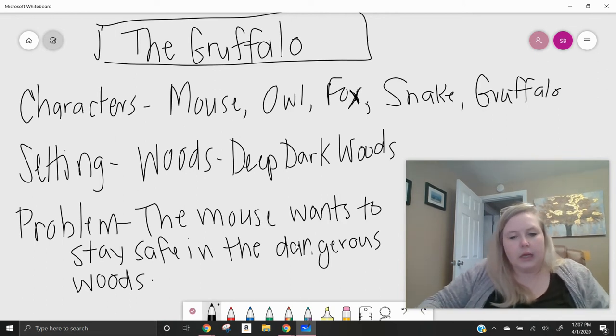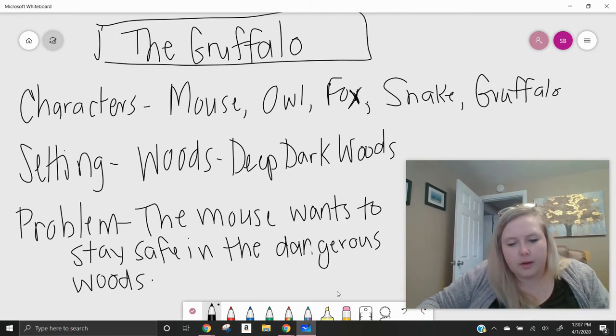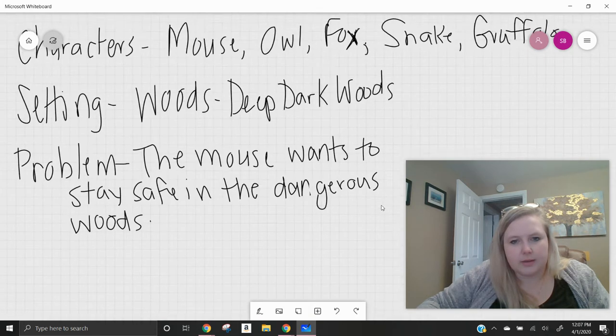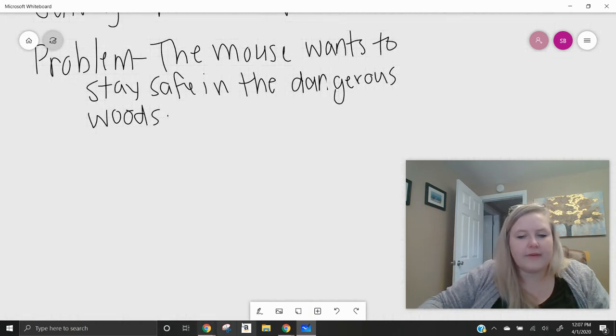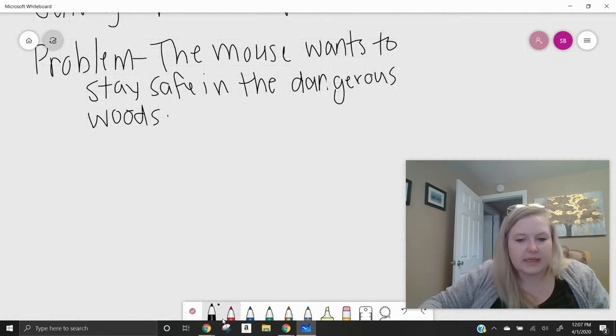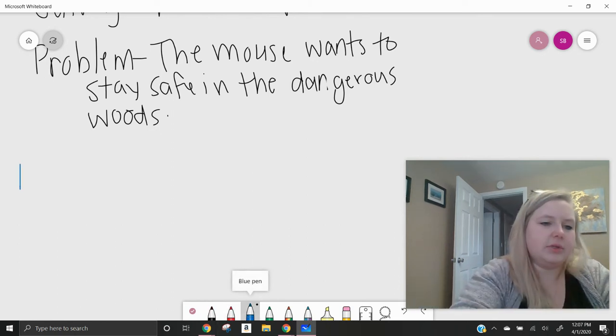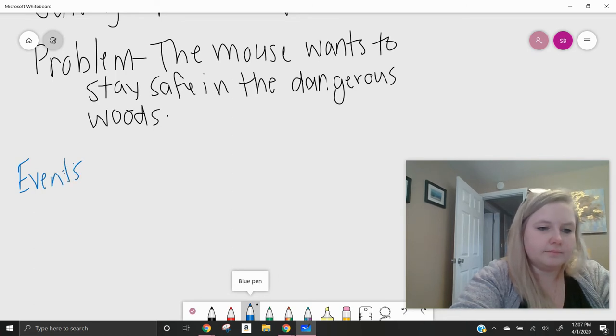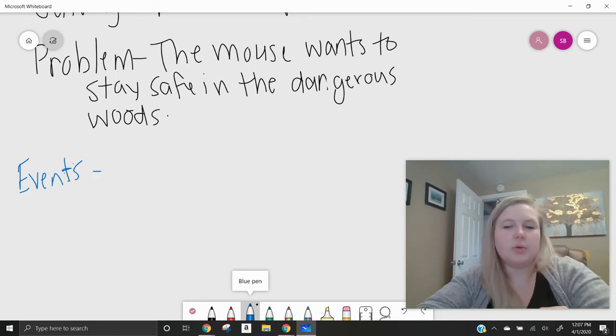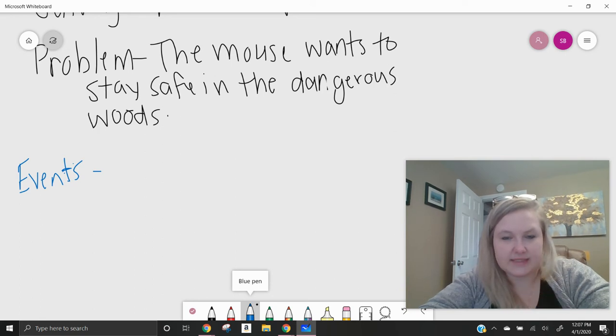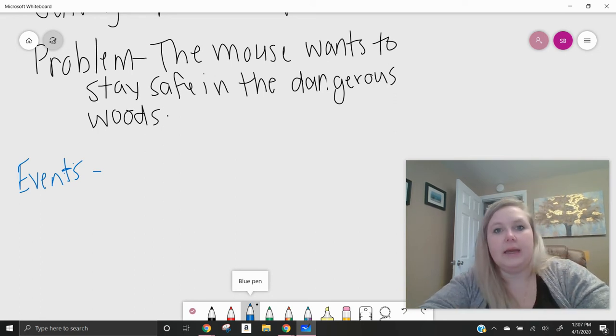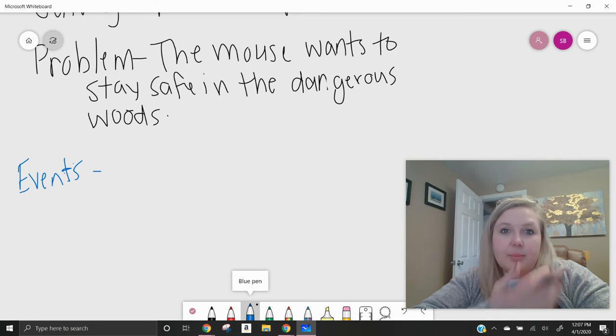So then, let me scroll this down a little bit. Our next section is events that take place in the story, right? I'm gonna put my events in blue just so it's a little bit different and nothing runs together. So one of the events that took place is he came across a fox, right? Excuse me, and he made up a Gruffalo.